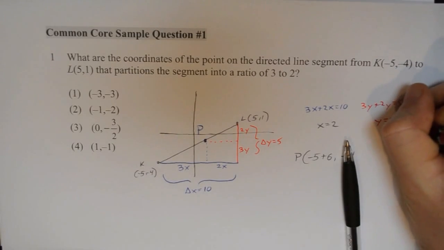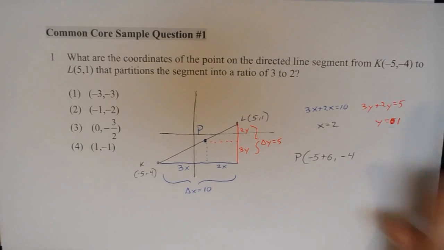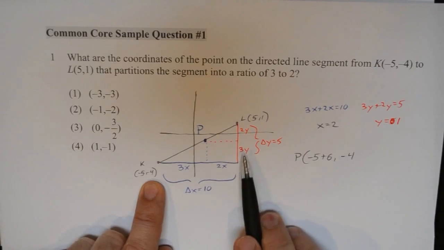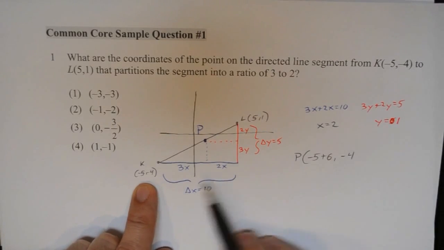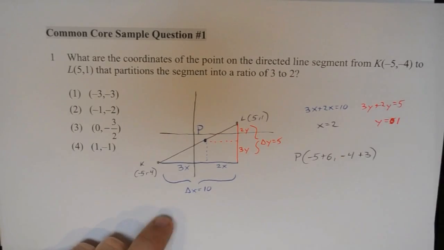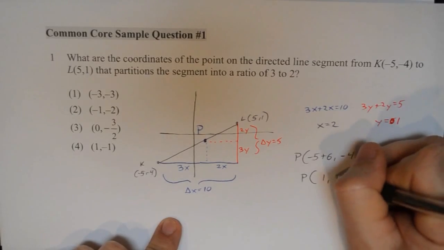Y is only equal to 1. Right? 3 plus 2 is 5, so 5y equals 5, that's 1. So if I'm going to change my y by 3y, that means 3 times 1, just 3. So my y is going to be -4 plus that 3. And here I have the coordinates of point P. -5 plus 6 is 1, comma, -4 plus 3, also 1.